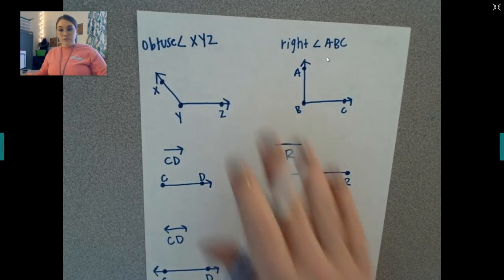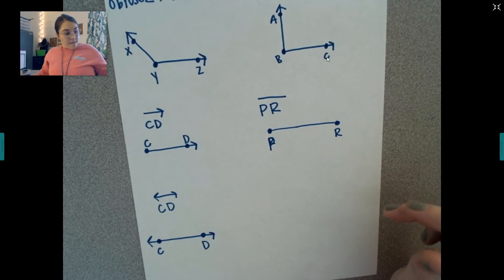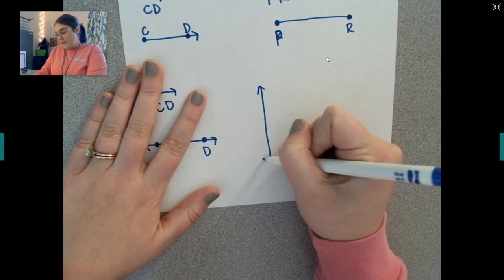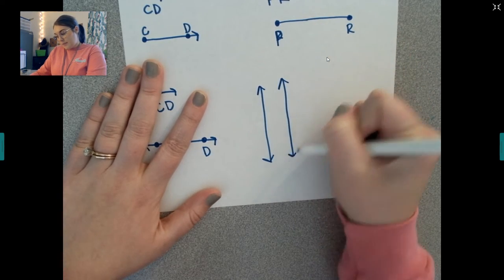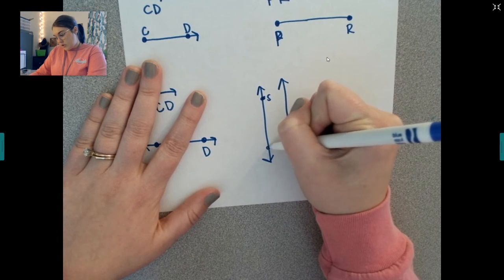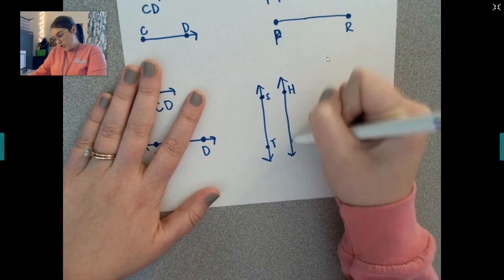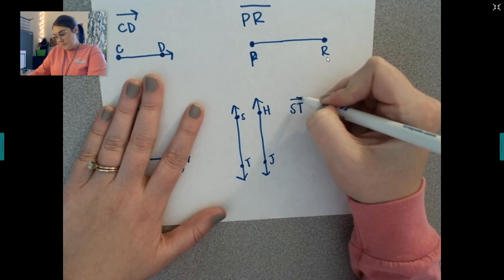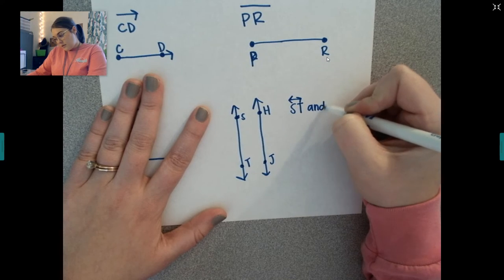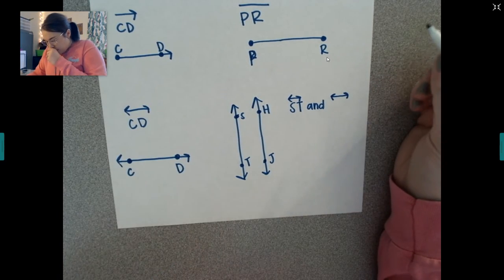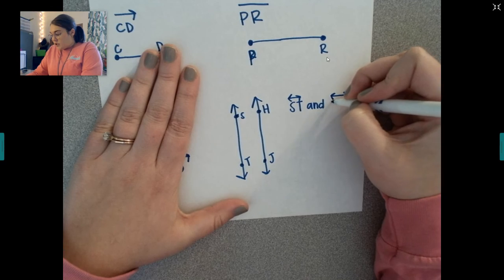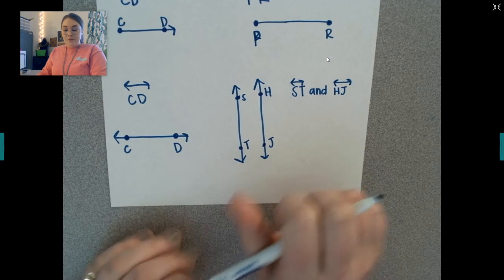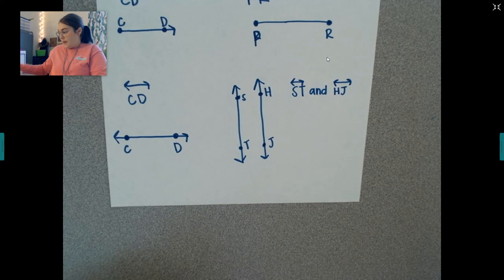Just remember, if it tells you to draw an angle, this is how you draw it. But if it tells you to name two lines that are parallel, if I have these two lines, and this is ST and this is HJ, you would say lines ST and HJ. Those two are parallel. That's how you would name those lines, by the 2 points that are on them.